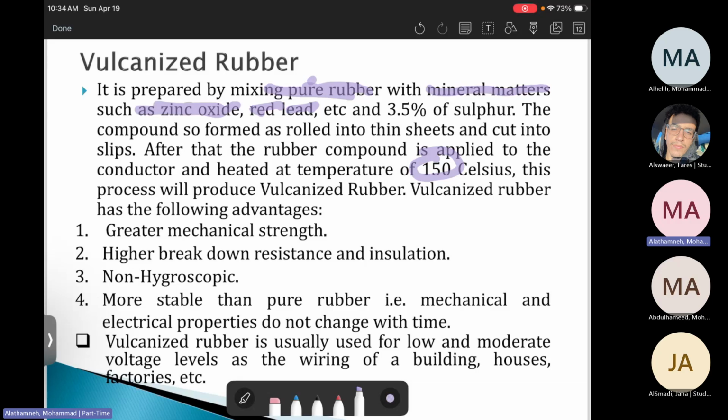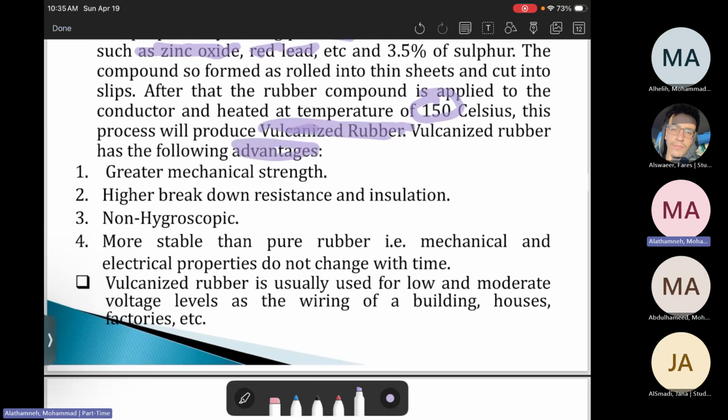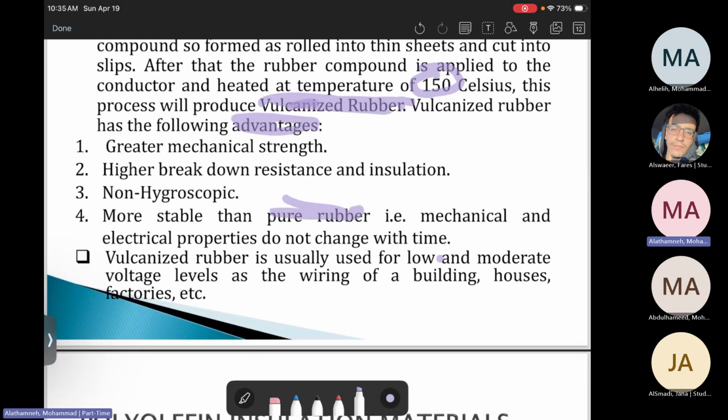Once we do that, we get vulcanized rubber, which has the following advantages. The first one, greater mechanical strength. Second, higher breakdown resistance and insulation. Third, non-hygroscopic. Number 4, it is more stable than pure rubber, such that the mechanical and electrical properties do not change with temperature. Vulcanized rubber is usually used for low and medium voltage levels, while it is not commonly used in high voltage.